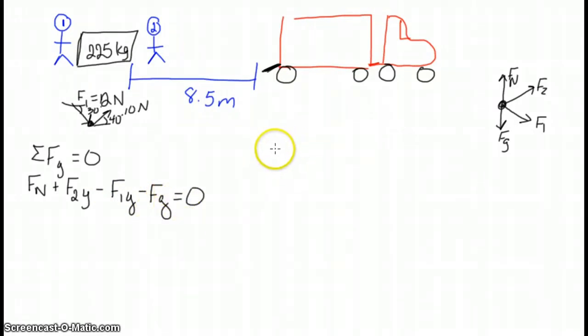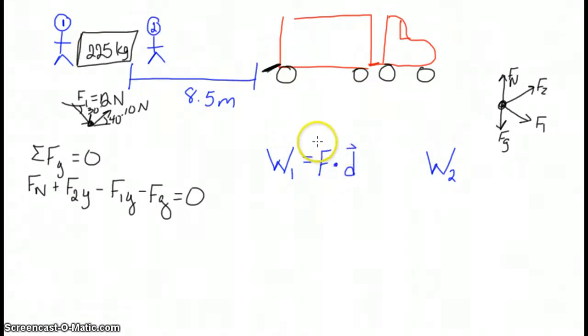So now if the surface is frictionless, can we determine what the work is that is done by SPY 1 and what the work is that is done by SPY 2? Well, the easiest way to do that is to use the dot product definition. Force dotted with the distance. Keep in mind those have to be vectors. And that dot product gives us a scalar result.